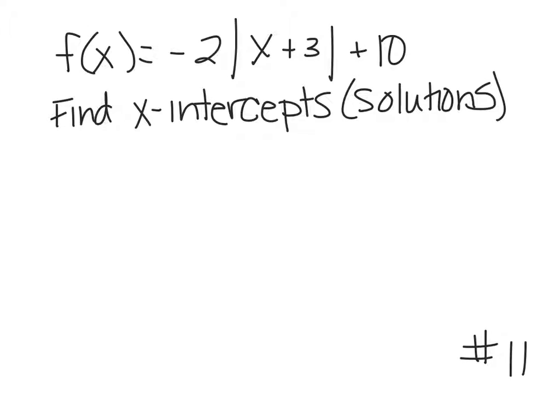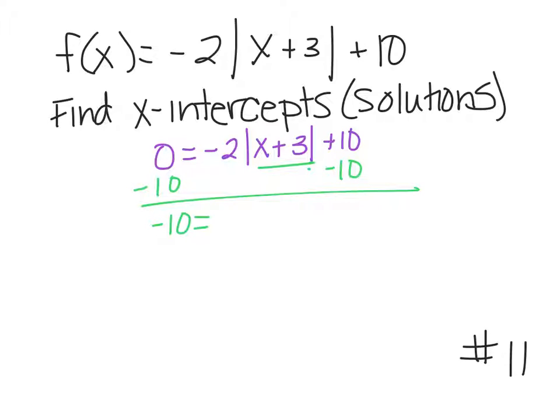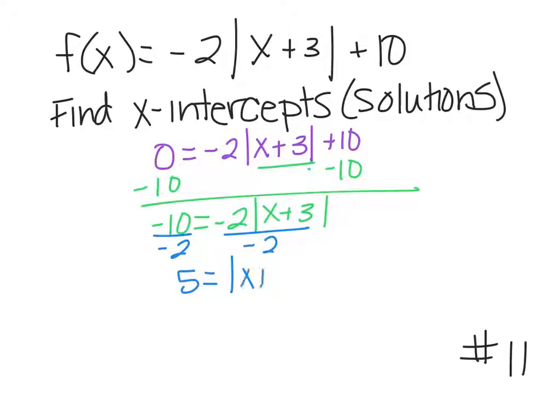Finding the x-intercepts. X-intercepts, or these are called solutions, is when you plug in a 0 for y. So 0 equals negative 2, absolute value of x plus 3, plus 10. Now my goal is to isolate this piece right here. So I'm going to subtract 10 first. So I have negative 10 equals negative 2 times the absolute value of x plus 3. Next step, divide both sides by negative 2. So I have 5 equals the absolute value of x plus 3.